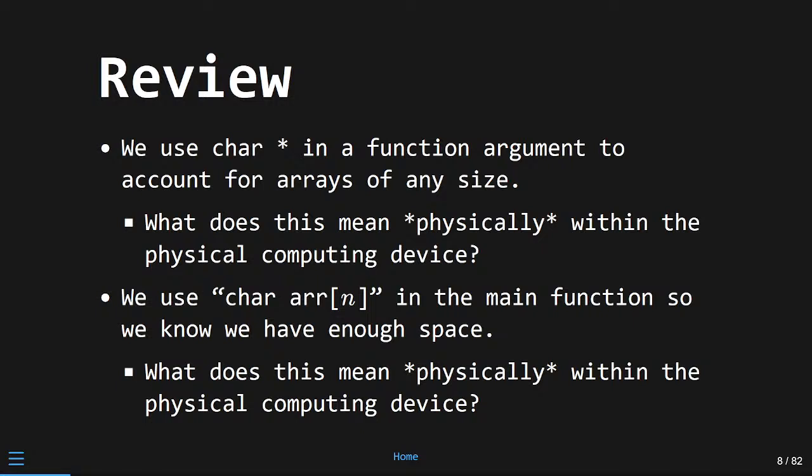I really like using arrays of length 1 or 0, depending on how you describe it. Okay, so we can use a character star in a function argument. This can account for arrays or strings. It makes no difference, right? A null terminated character array is simply, we just call that a string, but that is a social convention.